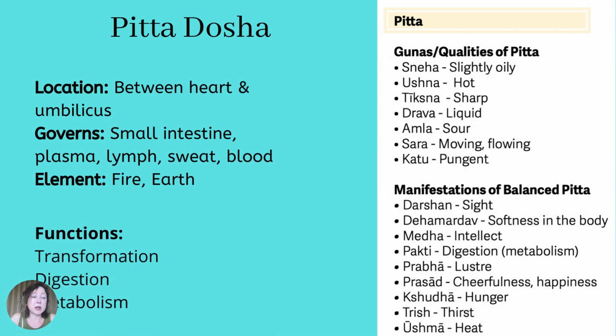Location is between heart and umbilicus, governs small intestine, plasma, lymph, sweat, and blood. Its element is fire and earth. Its functions: transformation, digestion, and metabolism. So the qualities under the Pitta finger will be slightly oily, hot, sharp, liquid, sour, moving and flowing, and pungent.